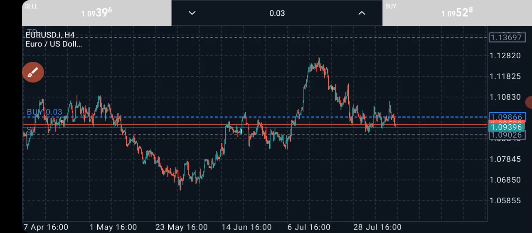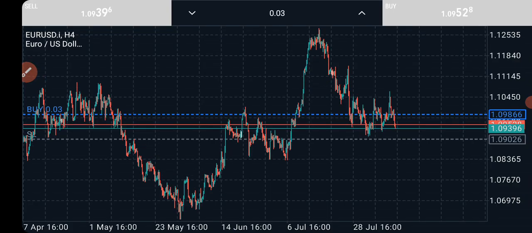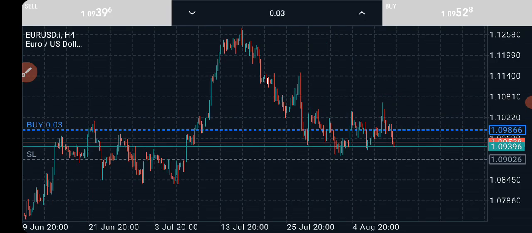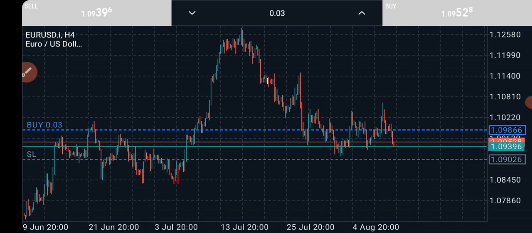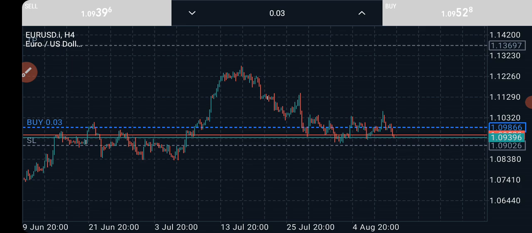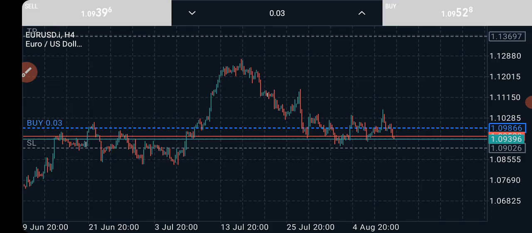So guys, this is my Euro USD trade. You can see where I entered this trade. You can see my stop loss. I'm targeting about 383 pips, which is, let's say, 400 pips, and I'm risking 80 pips on this trade. So that's 5-to-1 risk to reward. This trade is projected to run for a week or two. And this is a high probability trade.